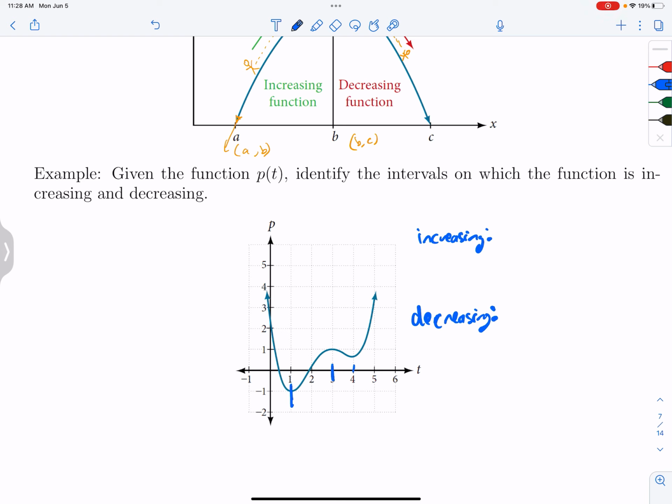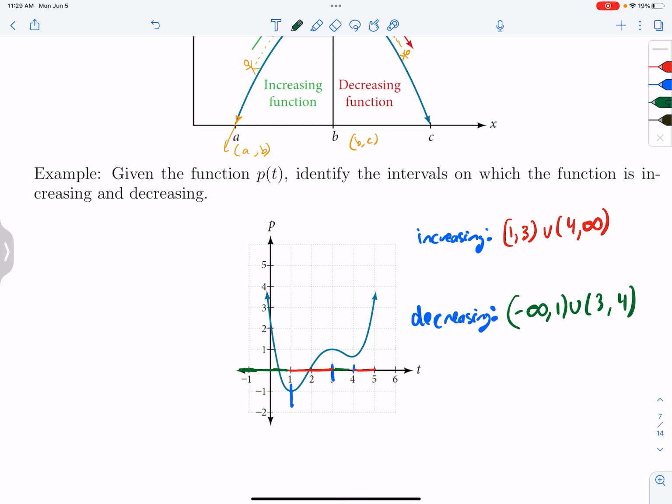So it looks like the places we are increasing are between 1 and 3, because if you're walking along that curve, we're going up, and then from 4 to 5. So we'd say increasing 1 to 3, union 4 to infinity. And then the decreasing part of this graph is negative infinity to 1, and then 3 to 4. So negative infinity to 1, union 3 to 4.